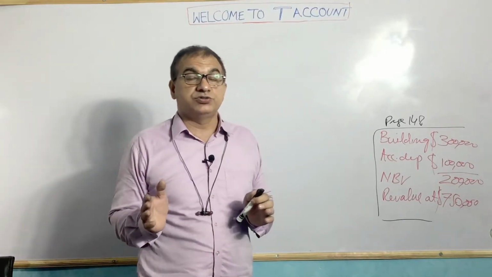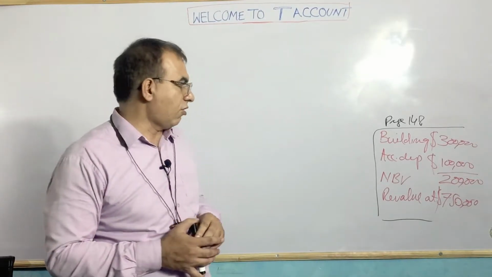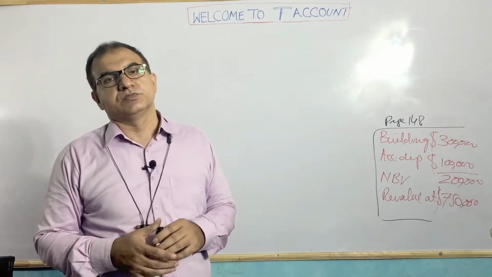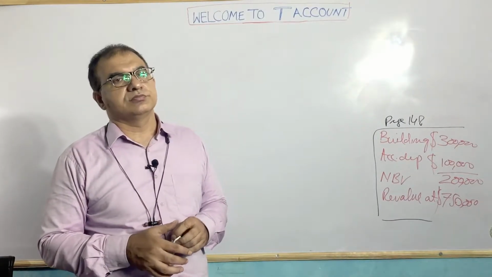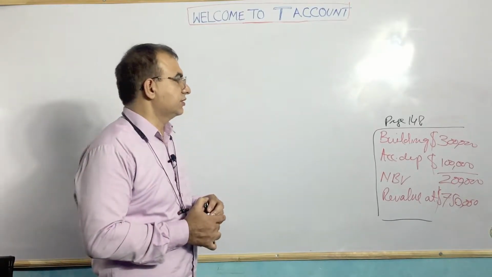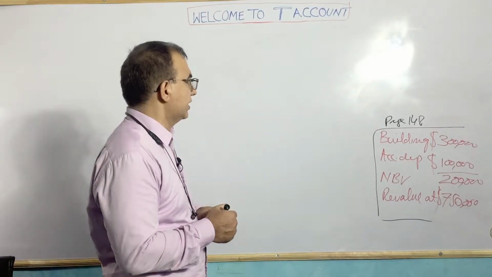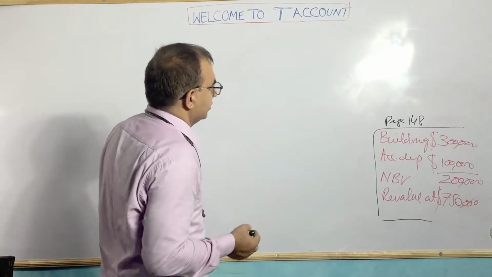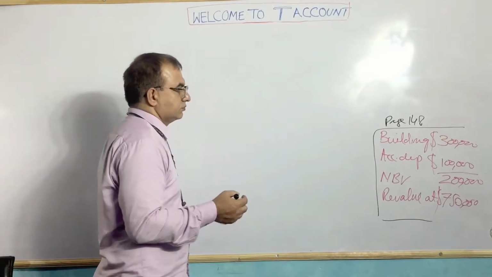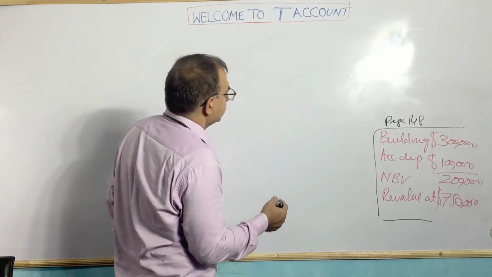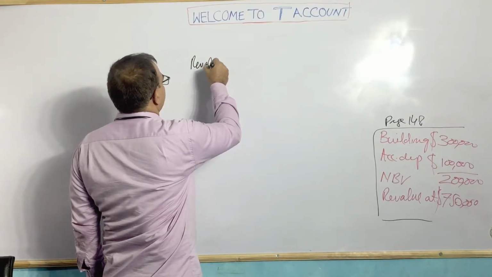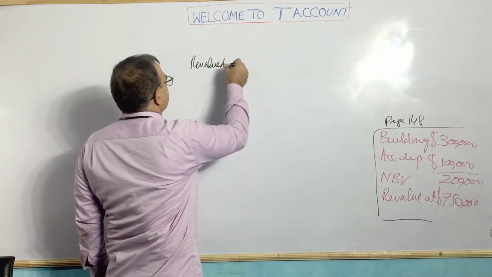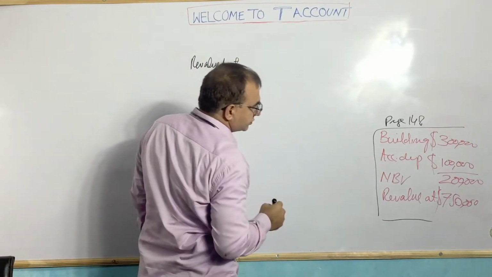They want to revalue it at how much? 750,000. So first you need to see how much revaluation surplus they are getting. For that you need the carrying amount, which is 200,000. First it needs to be revalued at how much?